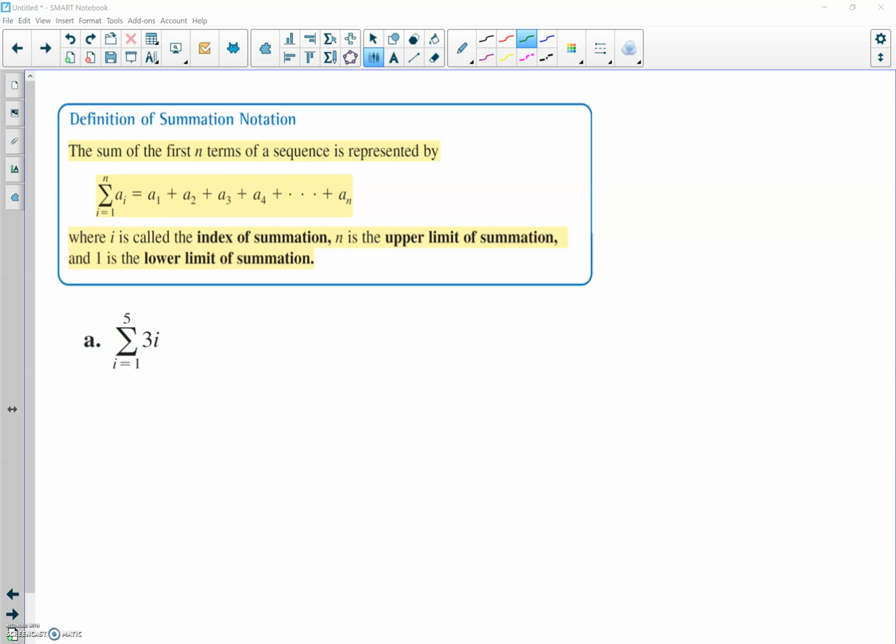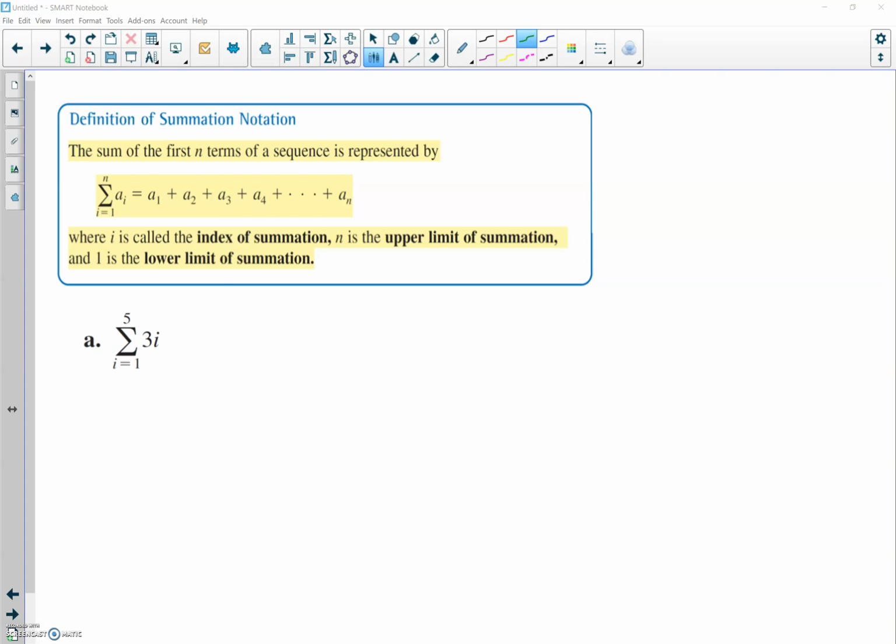The last piece that we are going to do today is the definition of summation. So that is the sigma symbol. So the sum of the first n terms of a sequence represented here. I is called the index, and n is the upper limit. And in this example here, 1 is the lower limit of summation.